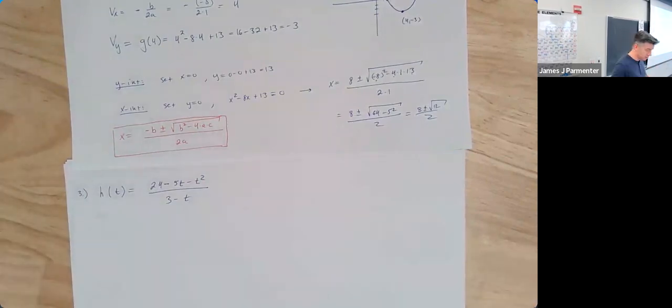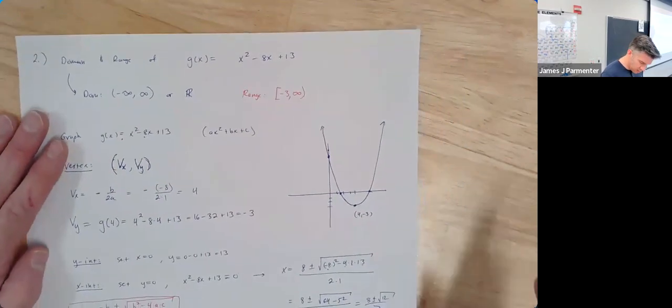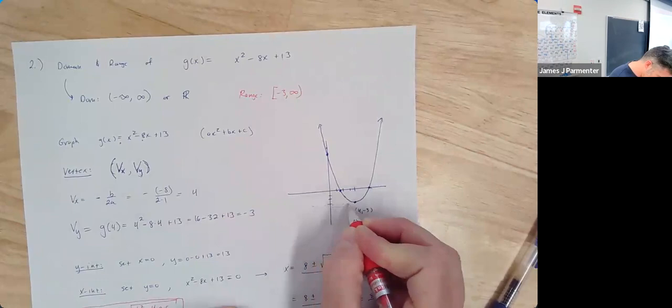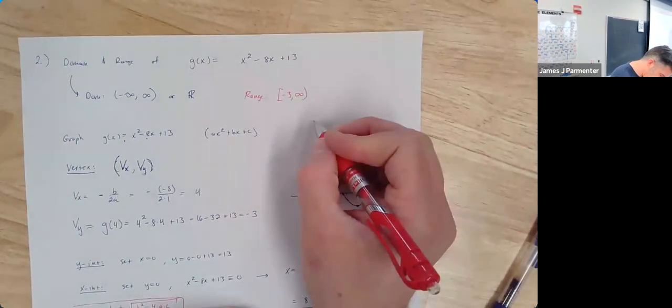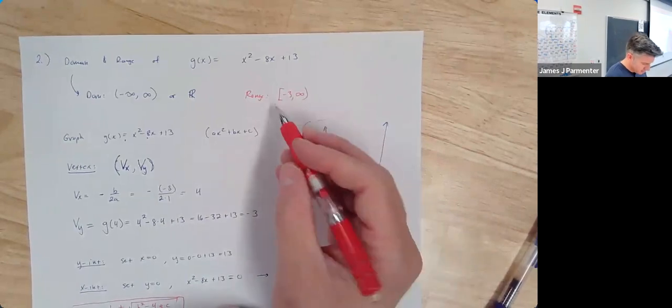Question. Oh, sorry. The range was, if we look at our graph here, how low are we going? How high are we going? It looks like we're going as low as negative 3, all the way.